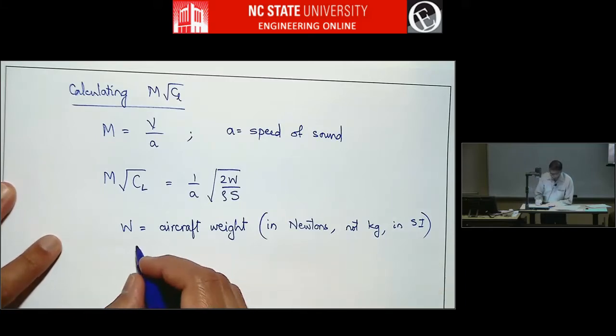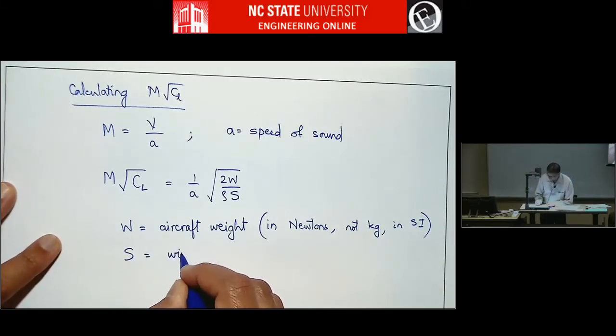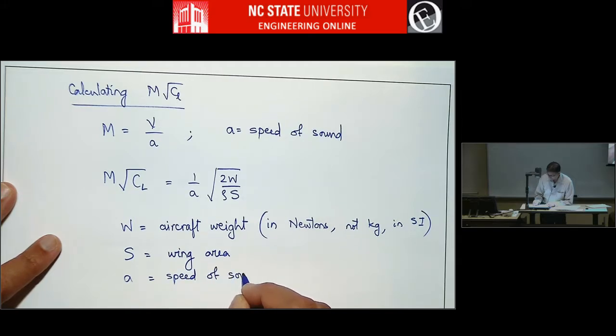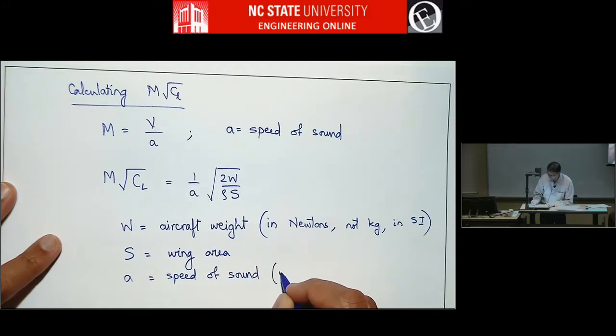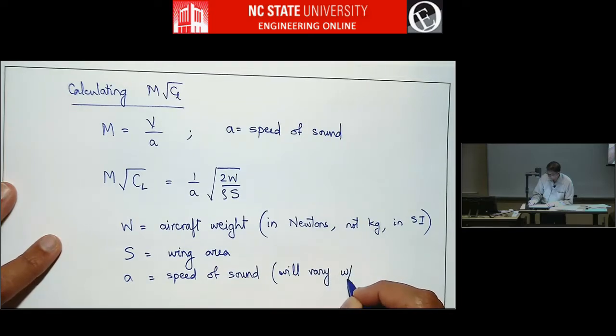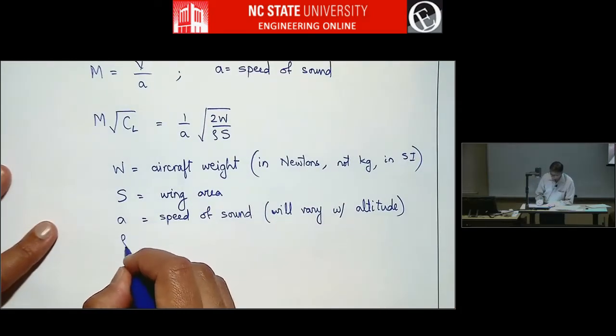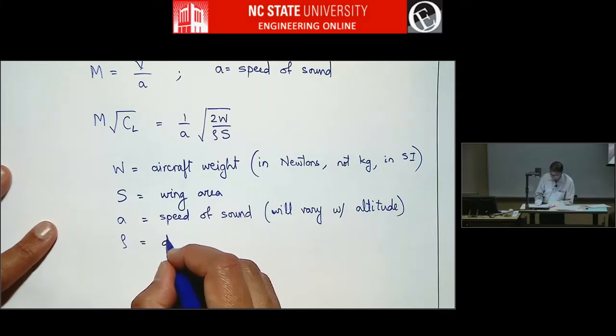So S is wing area, A is speed of sound. This will vary with altitude. Rho is density.